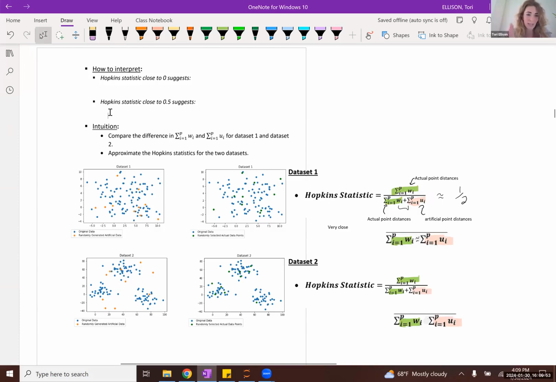So if a Hopkins statistic is close to 0.5, this suggests that the data set is less clusterable.